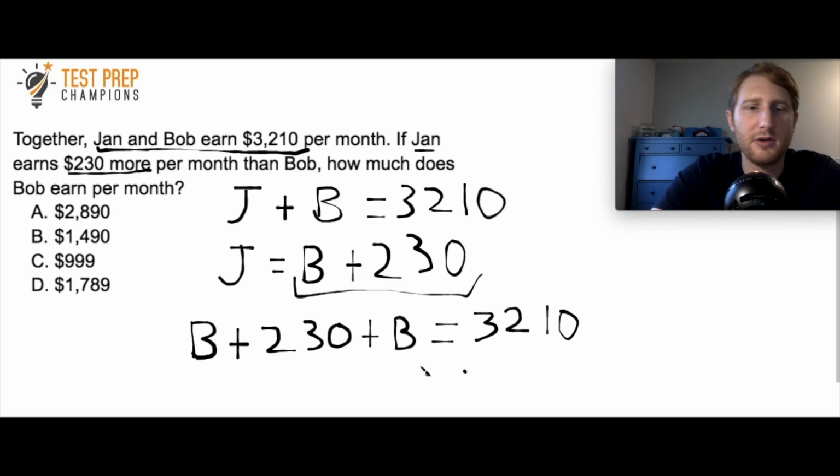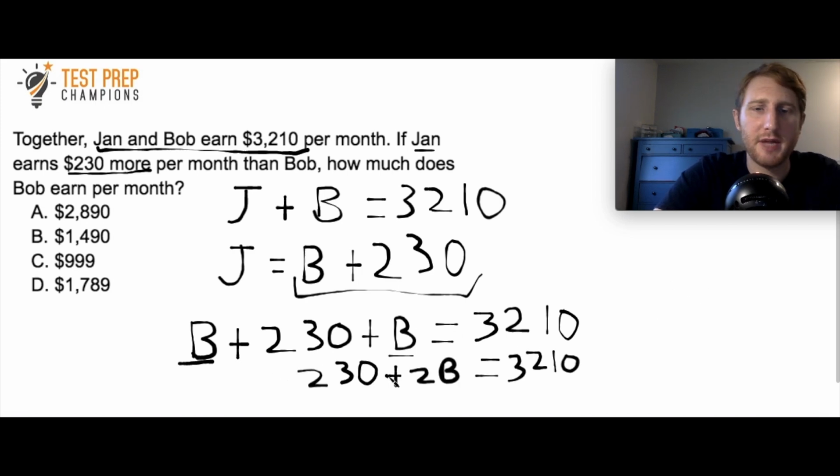Now this is another case of combining the like terms here. I can't add B to 230, but I can add B to B. So B plus B is just going to be 2B. So let me rewrite this again. I have 230 plus 2B equals 3,210.